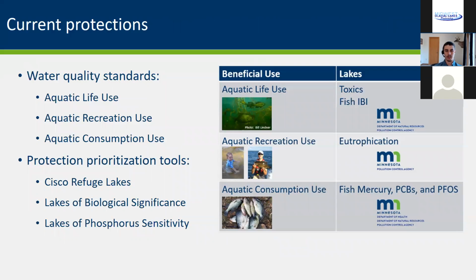Since I've outlined several of the prominent stressors to cold water fishes, I'll now briefly go over the current protections that exist for lakes in Minnesota. The Minnesota Pollution Control Agency, in collaboration with the Minnesota Department of Natural Resources and the Department of Health, has developed and implemented water quality standards for the state. These standards, which include biological criteria, nutrient criteria, and criteria for several chemicals, cover several beneficial use classes, including aquatic life use, aquatic recreation use, and aquatic consumption use.